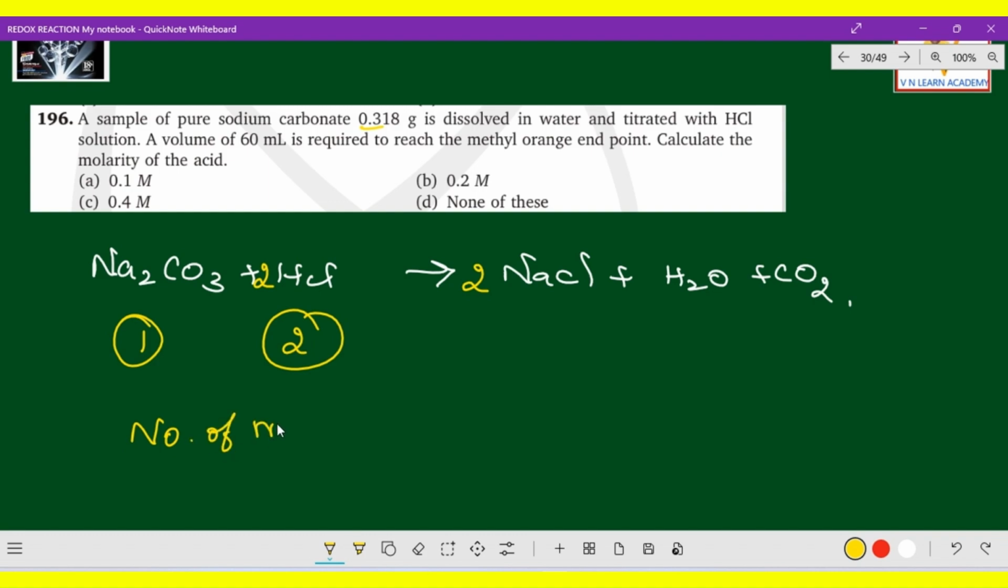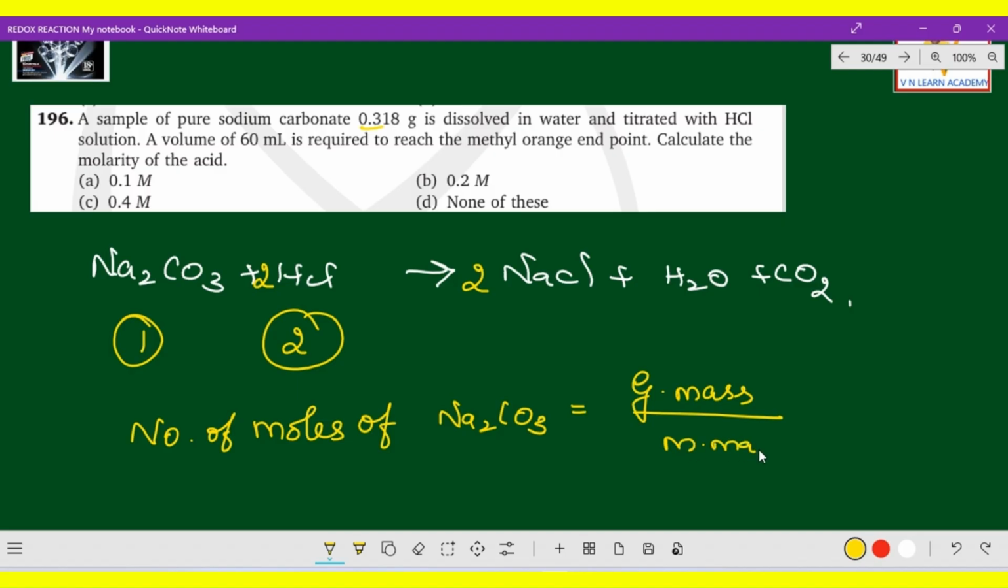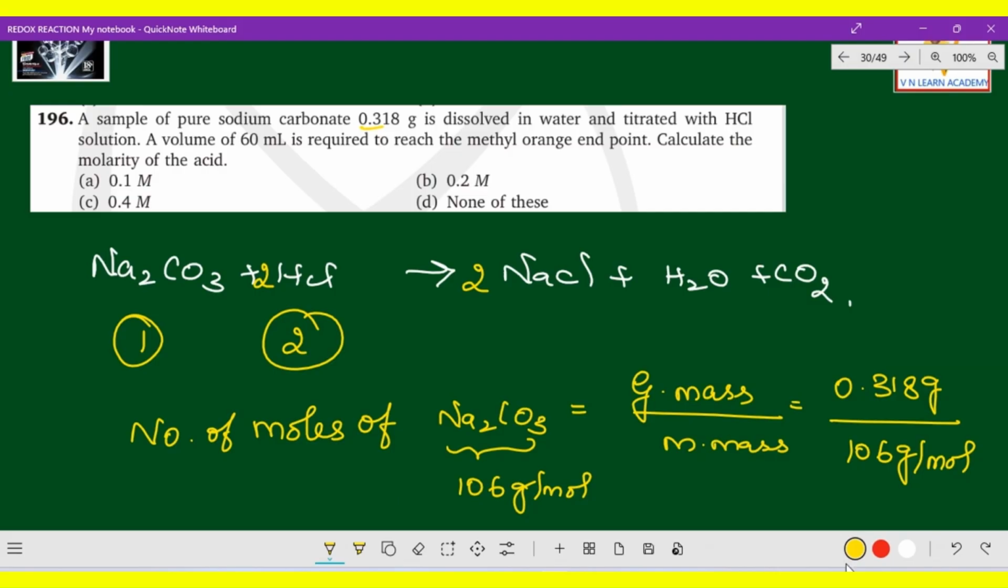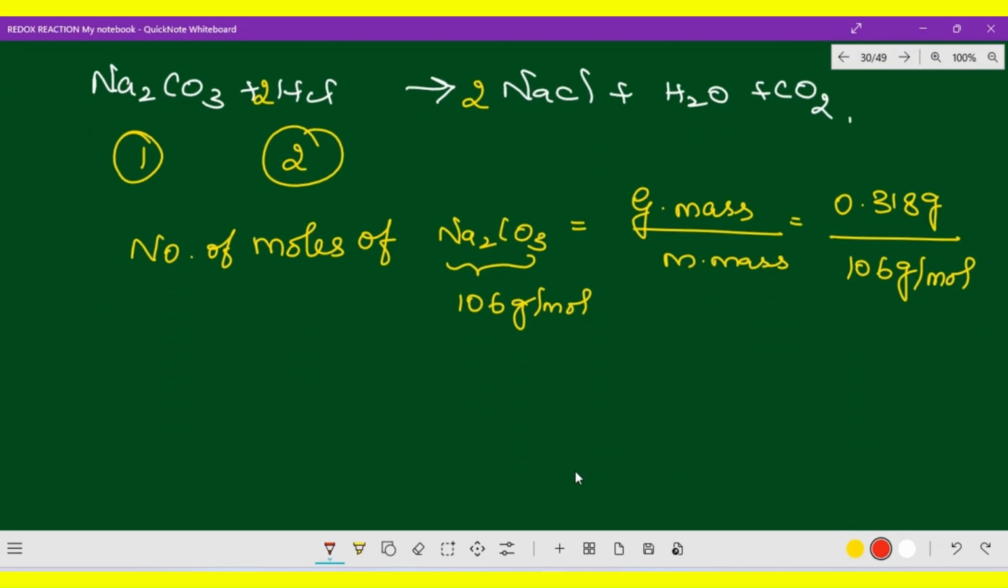Number of moles of Na2CO3 is given mass by molecular mass. Given mass is 0.318 gram. And what is the molecular mass of Na2CO3? It is 106 gram per mole, right? So what is the answer you will be getting? The answer is 0.003 moles, right?